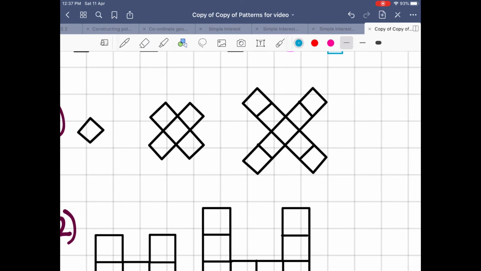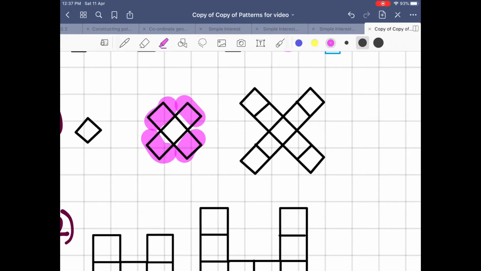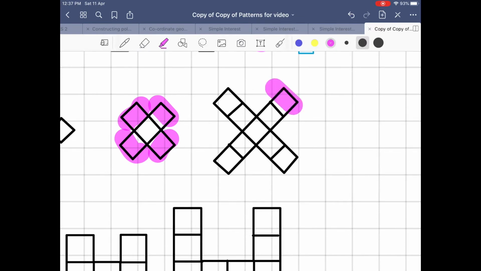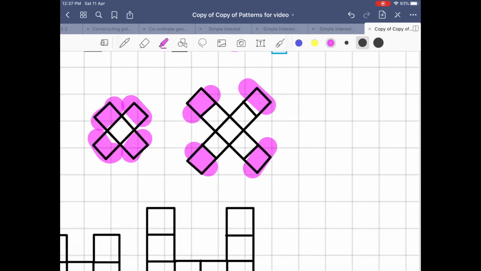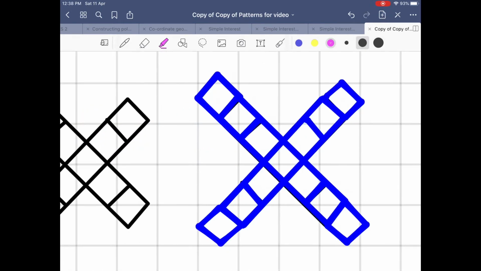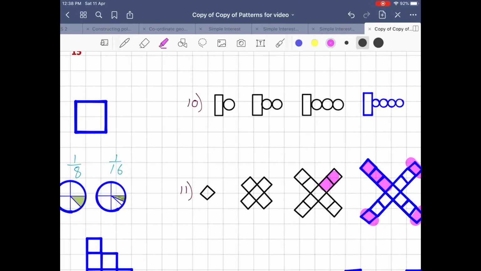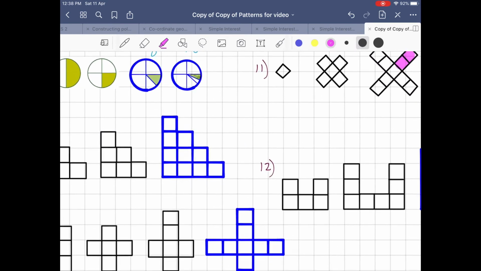Next we have an X. So we can see that the X is growing. On all 4 sides we have 1 more block. From the second to the third, again 1 more block. So the next one, again we will just have 1 more block on all ends. So here we can see that we went from 2 blocks to 3 blocks, right? We added one more on all sides. And next we can do it right here.